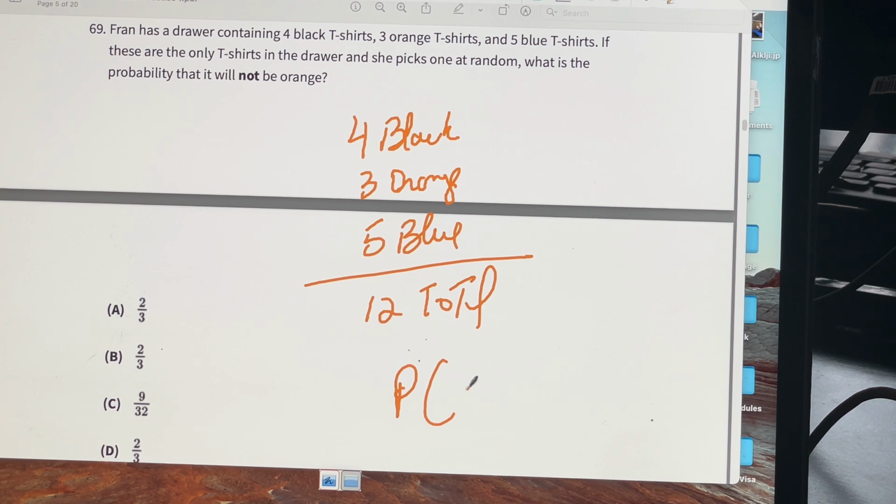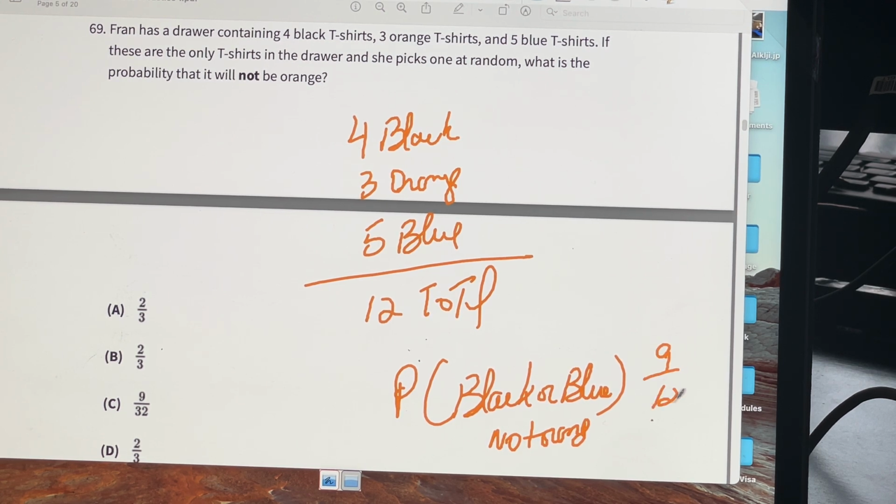So not orange is the same thing as the probability of black or blue, right? So the probability of picking a black or blue, there are 4 blacks and 5 blues, so 9 out of 12. You can simplify this, divide by 3, we get 3 over 4. Now, this one I know for sure, multiple choice answers are incorrect, so it's 3/4. 69, now let's go to 70.